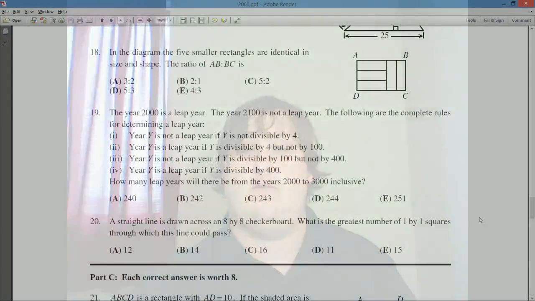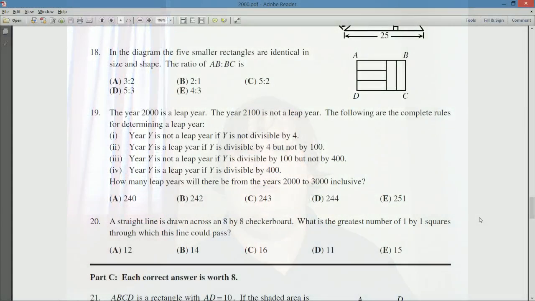Root Beer here. We're going to be looking at question number 19 on the 2000 Pascal contest. So what does question number 19 have to say? Well, it's about leap years. The year 2000 is a leap year, and yeah, it was. The year 2100 is not a leap year. We're actually going to learn how leap years are done, which is pretty cool.